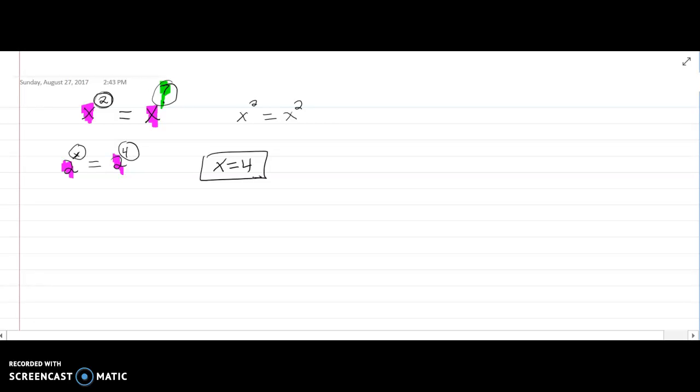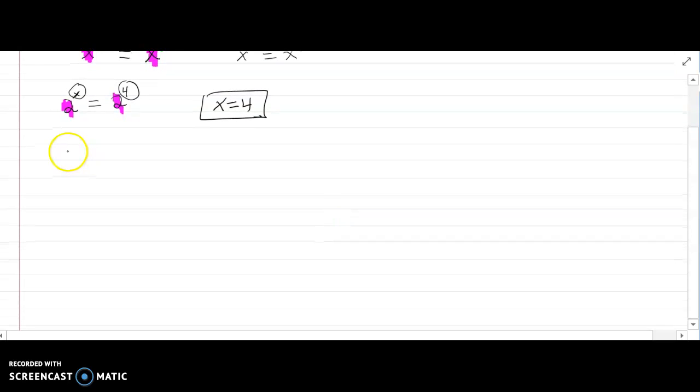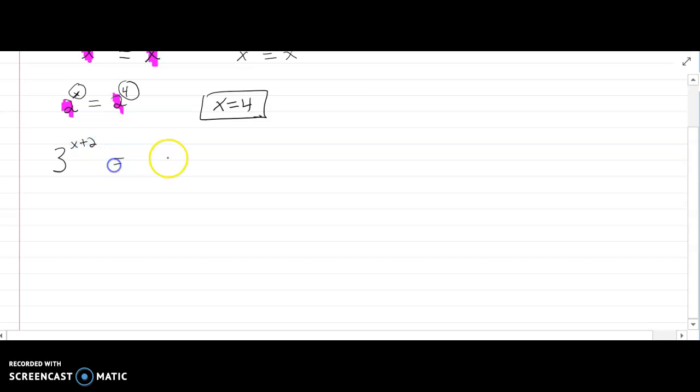Okay, so now what if we had equations in our exponents? So let's say we had 3 to the x plus 2 is equal to 3 to the 2x plus 6. Okay, so remember the first thing we want to do, we want to check if our bases are the same. So here, our bases are the same. Okay, so that means that our exponents must be equal to each other. So we set them both equal to each other. So we have x plus 2 is equal to 2x plus 6.